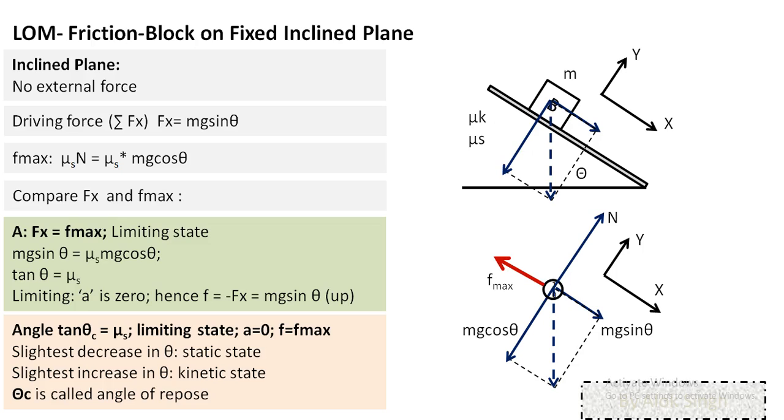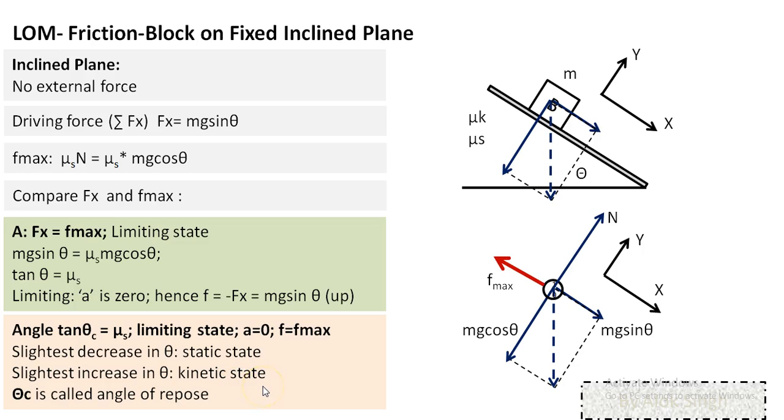So when tangent of theta is equal to mu s, we call this angle the critical angle. So tangent of theta c is equal to the coefficient of static friction, it is a limiting state, acceleration is 0, and friction force is equal to the maximum friction force. If we increase this angle of inclination slightly from the critical angle, it will go into a static state. The block will be in a state of rest. And if we increase the angle theta a little bit more than the angle given here, it will go into a kinetic state, which means the block will start sliding down, which makes common sense.